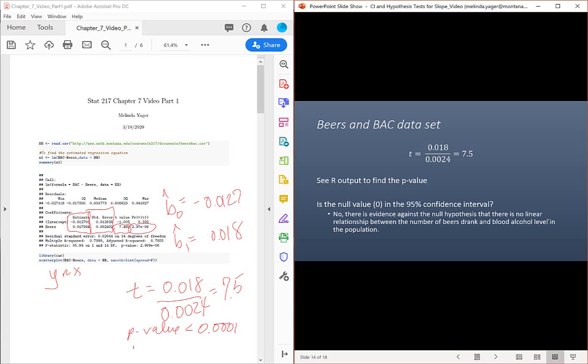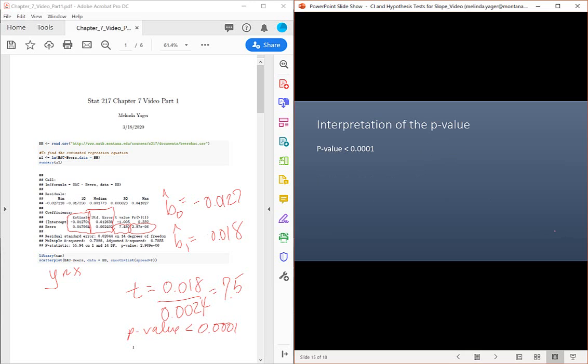Let's revisit the confidence interval. We saw that the entire interval was positive and did not include the null value of 0. So we can see that both the confidence interval and the p-value show evidence against the null hypothesis. Since this p-value is so small, we will consider it less than 0.0001.